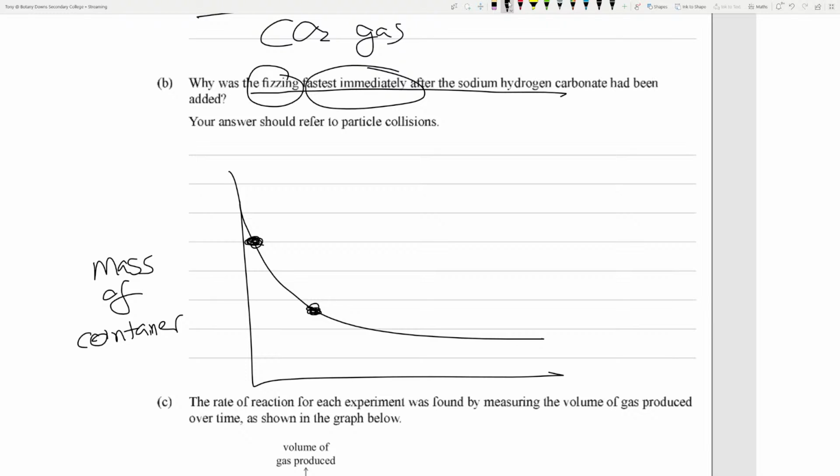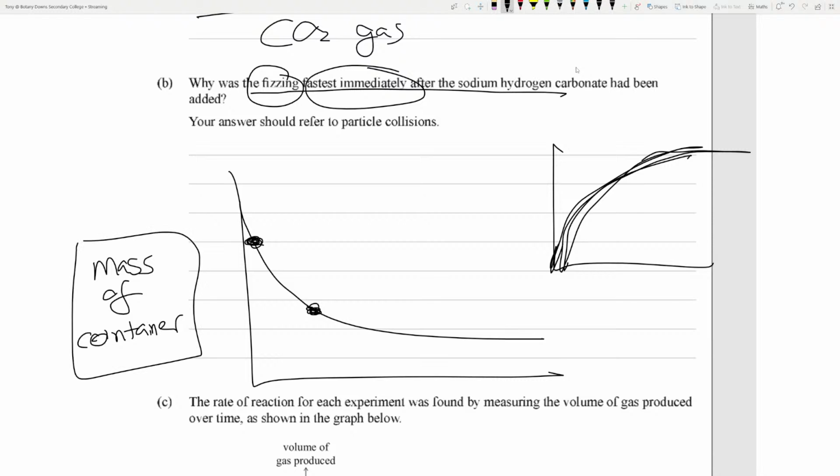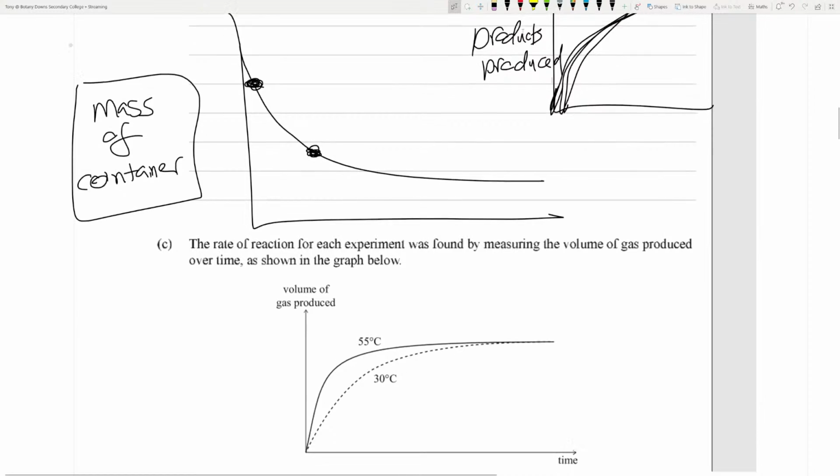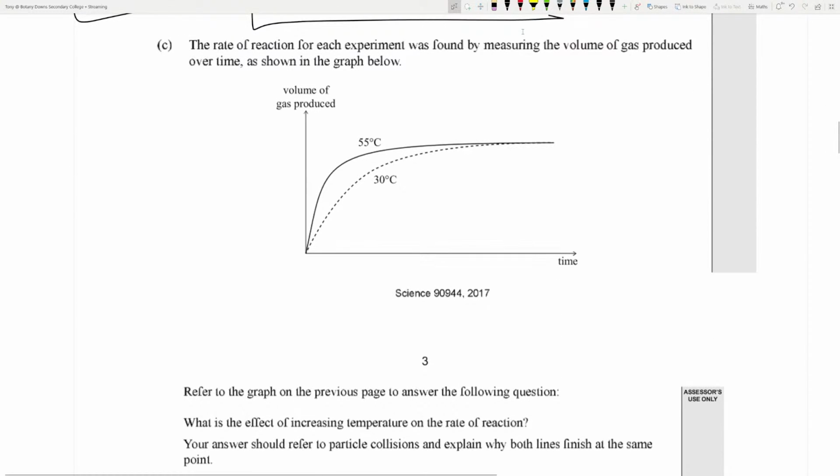Higher number of successful collisions per unit time, and therefore you produce more products over time, and therefore you lose some mass, and the mass changes more at the beginning. Okay, so this graph and this graph are essentially the same thing, but you just need to look at the scale. This axis is the mass of the containers, so it decreases over time, whereas over here this is the product. This is how much of this is being produced. Well, mass is just mass. Okay, so the rate of reaction is here.